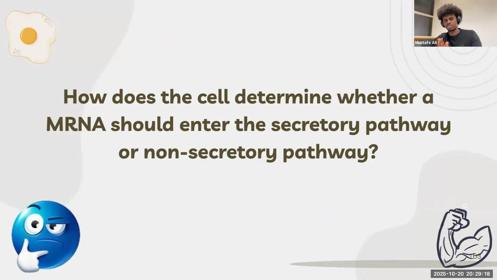But I have a question for you guys. How does the cell determine whether a mRNA should enter the secretory pathway or the non-secretory pathway? How can the cell decide this? How does the cell know? Can anyone tell me? No, I see a lot of good answers. The answer is signals. Okay? Thank you very much.